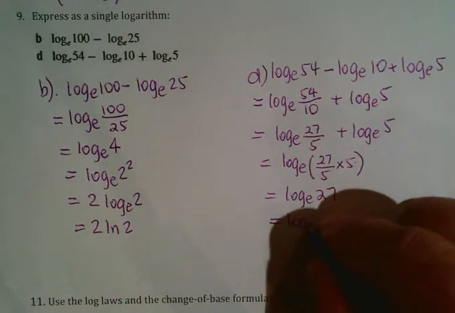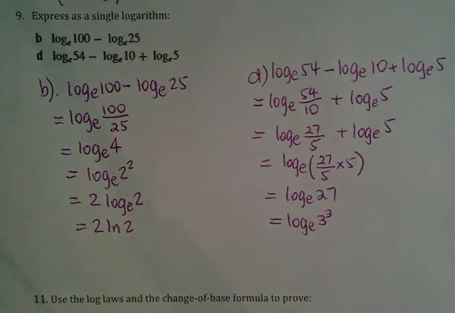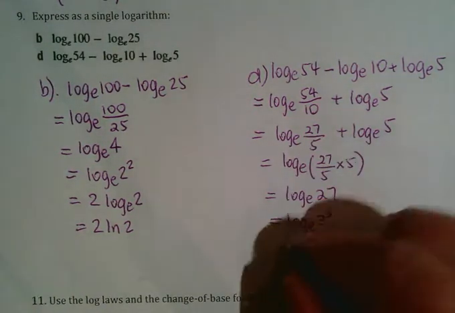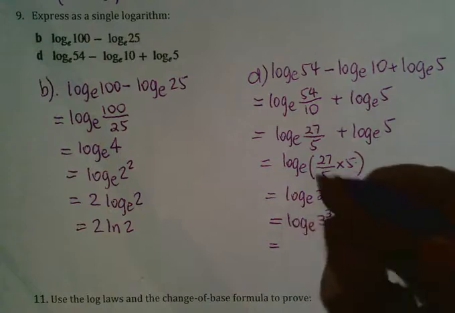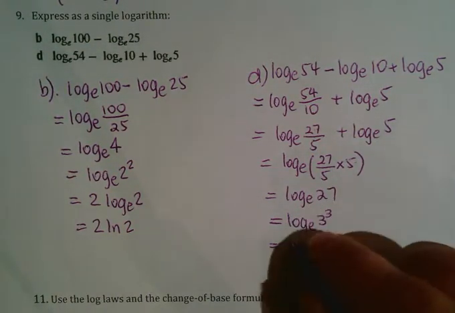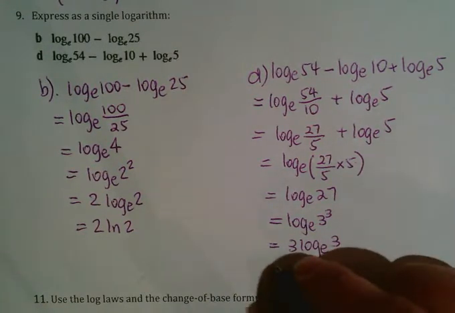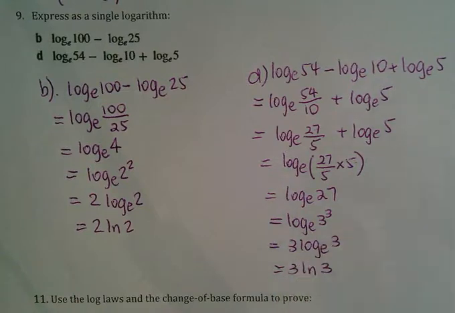Now, we know that log to the base e of 27 is log to the base e of 3 cubed, because 27 is 3 to the power of 3. So basically, if you can write this number as a power, you need to, and that way the 3 comes to the front, and we've got 3 log to the base e of 3, or 3 ln 3. So that is the most simplified version of that logarithm.